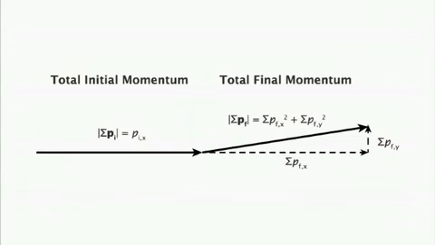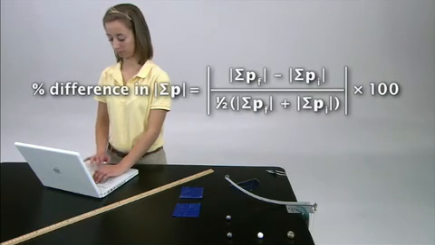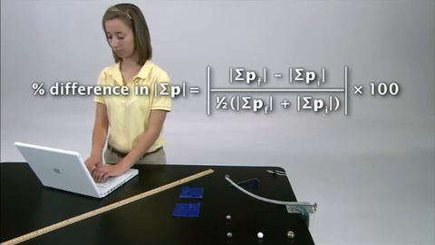Apply the Pythagorean theorem to determine the magnitude of the total final momentum for the system. Record the value. Use the percent difference equation to calculate the percent difference in the magnitudes of the total momenta before and after the collision. Record the value.